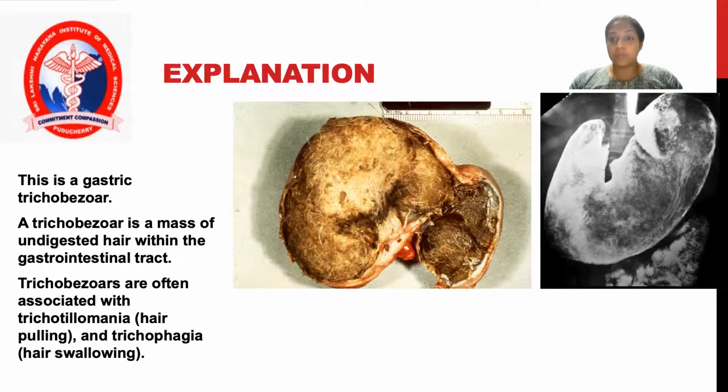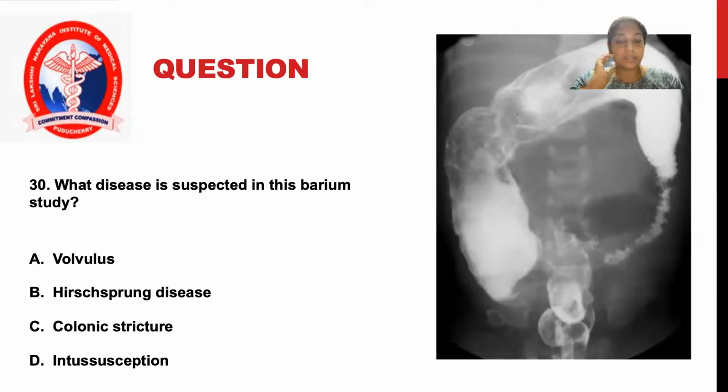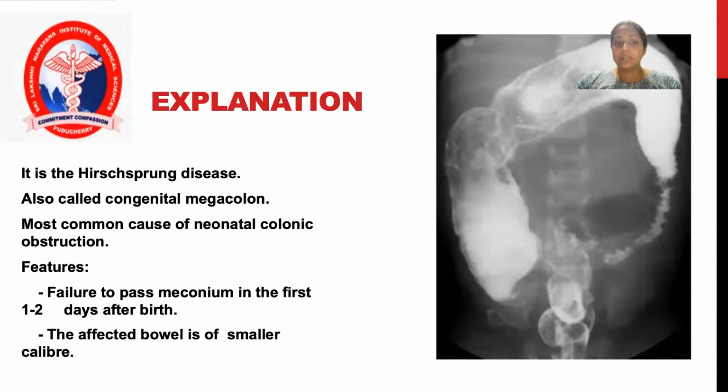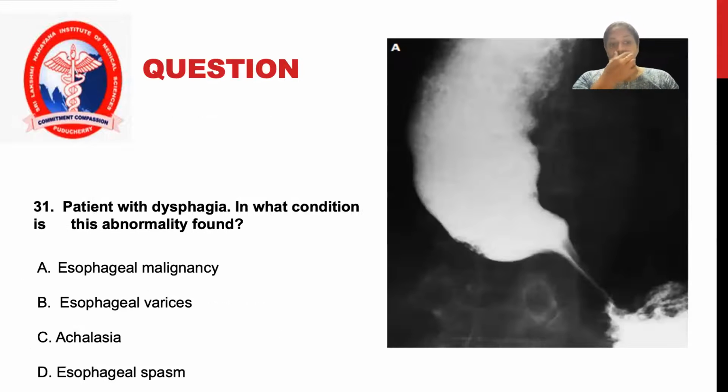barium swallow image. What disease is suspected in this barium study? Is it a volvulus, Hirschsprung's disease, colonic stricture, or intussusception? It is a case of Hirschsprung's disease. It is also called congenital megacolon. Most common cause of neonatal colonic obstruction. It usually presents as failure to pass meconium in the first 1 to 2 days after birth. The affected bowel is smaller in caliber compared to the normal bowel. As you can see here, there is a narrow segment, whereas the normal bowel is dilated. That's how a normal bowel appears.